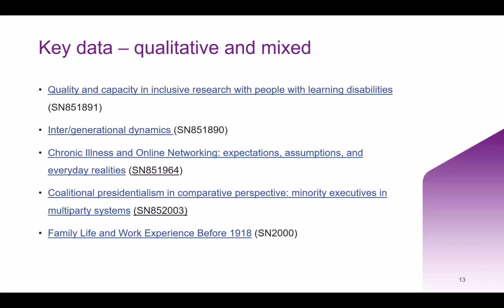The next one is chronic illness and online networking: expectations, assumptions, and everyday realities. So this is research on diabetes and the use of Facebook. The point to make about this particular one is that it's very difficult to take in data of what was once called the new and novel forms, like big data, social media data, those sorts of things. There are a lot of challenges, especially with some of the data protection legislation that we have and the way that platforms safeguard the information that's available on their websites. But we do get some.